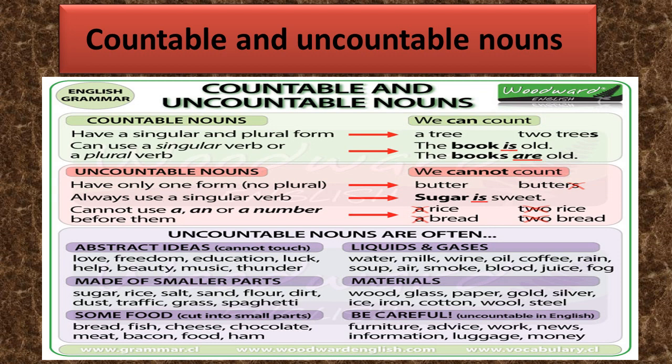So the uncountable nouns are things which we cannot count. They have only one form, the singular form. They always use a singular verb. They cannot use a or an or a number before them. We can't put this before them.